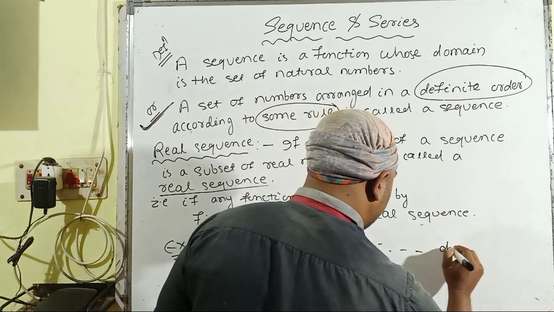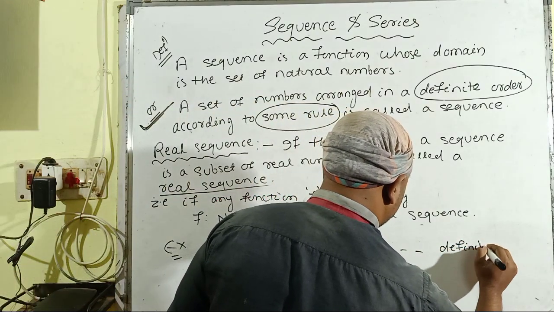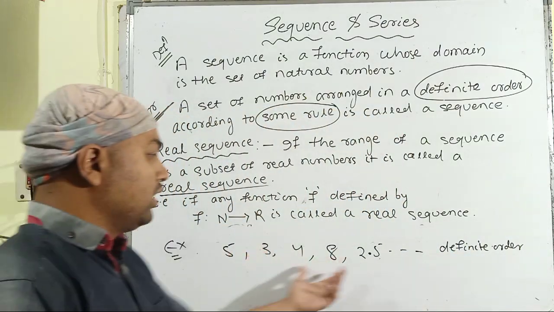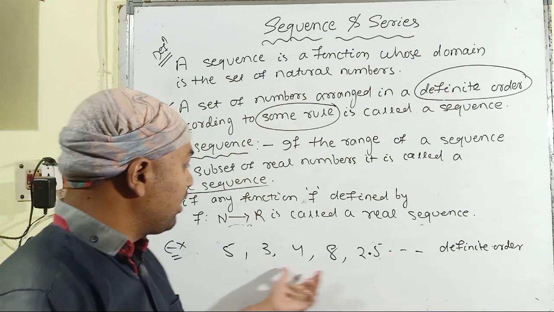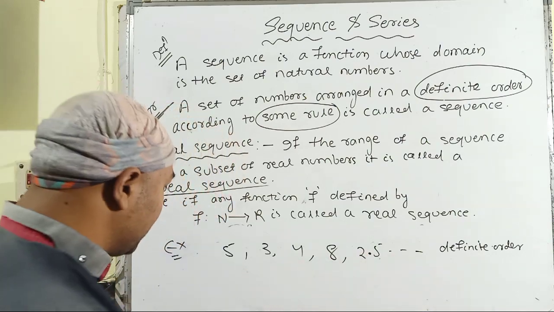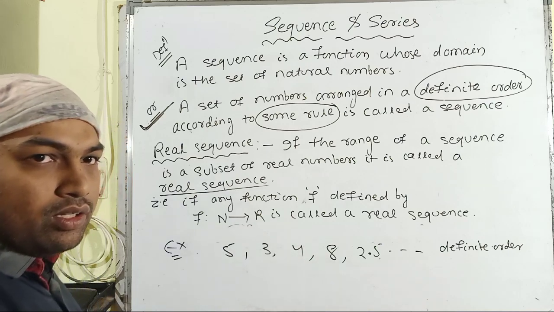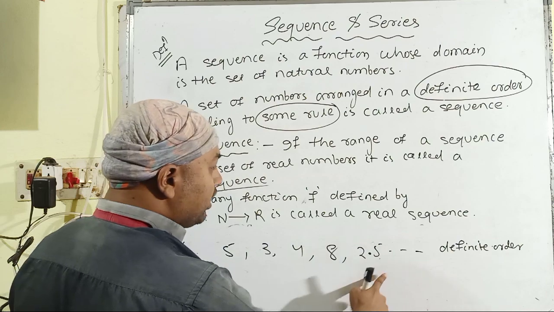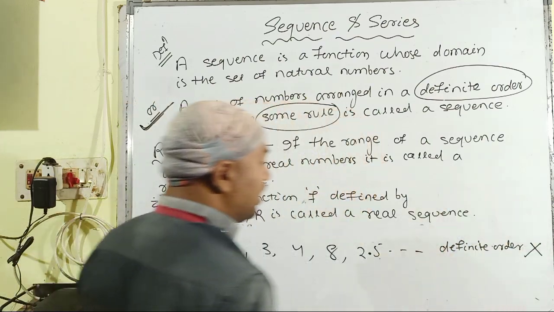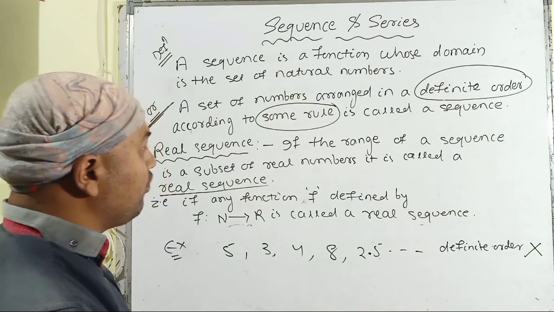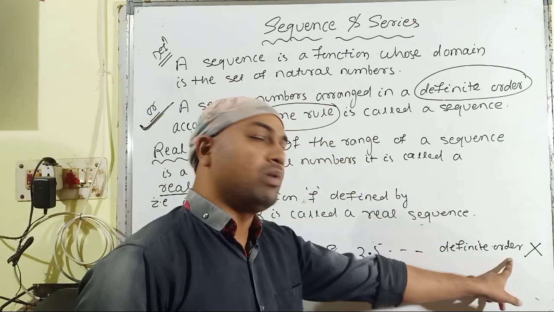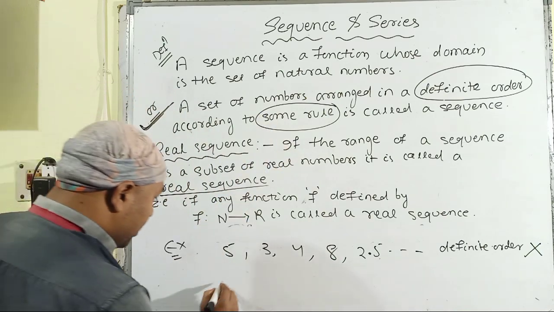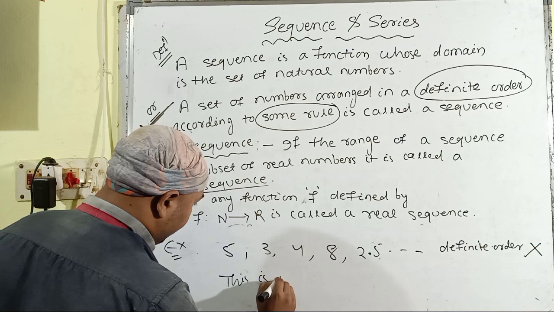First of all, we have to check the definite order. This is not in increasing order, this is not in decreasing order, also the elements are not the same. If the elements were the same, then this would be an order. But this is neither decreasing nor increasing, so it is not satisfying a definite order. So we don't need to go for the rule part because it is not satisfying the first part. We don't need to check the second part, and we can just write down here that this is not a sequence.